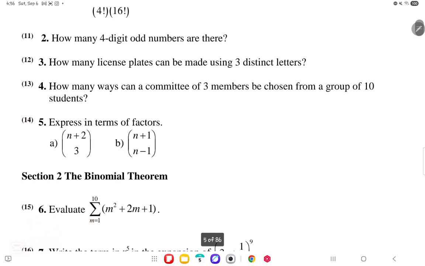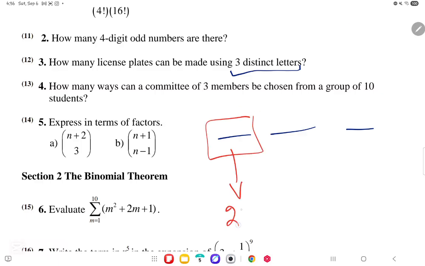Let's move on to question number 3. How many license plates can be made using 3 distinct letters? So how many letters do they need? 1, 2, and 3. The first one can be any of the 26 letters, right? And here's the keyword, distinct. Okay, this means different.